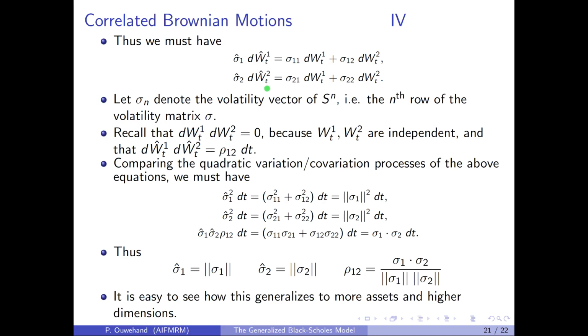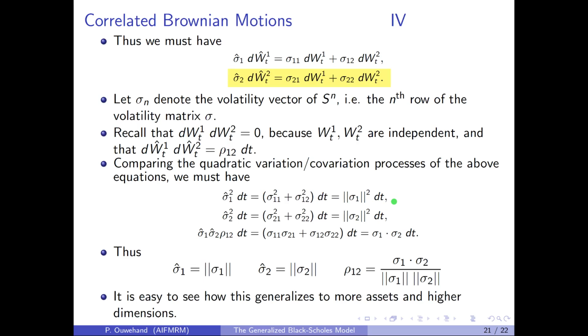If we now compare the quadratic variations and covariations of the left-hand side and the right-hand side here, we obtain the following. The quadratic variation of the left-hand side of the first equation is just sigma 1 hat squared times dt, shown here. On the other hand, using the fact that dW1 times dW2 is equal to 0, the quadratic variation of the right-hand side is sigma 1 1 squared plus sigma 1 2 squared times dt. Now sigma 1 1 squared plus sigma 1 2 squared is just the length squared of the volatility vector sigma 1.